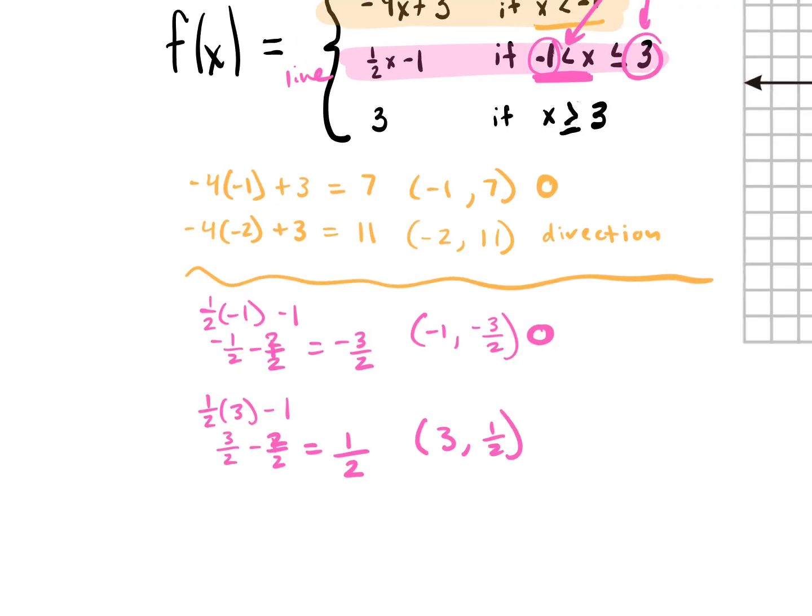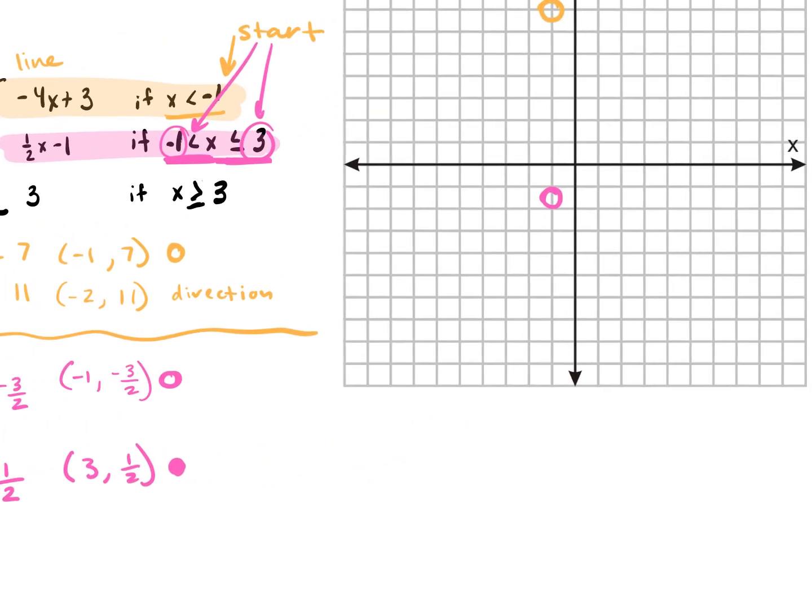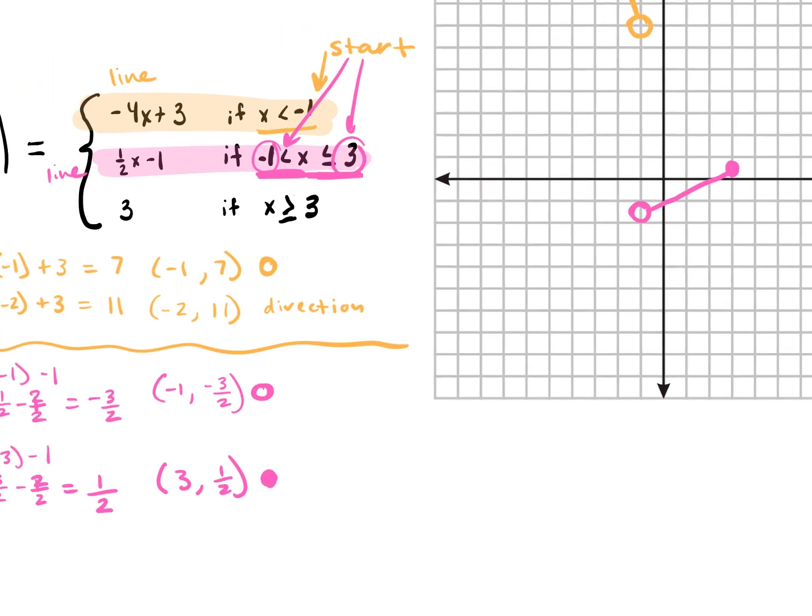Is this point an open or closed circle? A closed circle because here at 3, it's a less than or equal to sign. So it's a closed circle. So we're going to go to the right 3 and up 1/2 and put a closed circle. And then we can just connect our points here. Now this one doesn't get an arrow because it has a start and a stop. So if you have 3 pieces, the middle one is going to have a start and a stop, so it doesn't have an arrow.